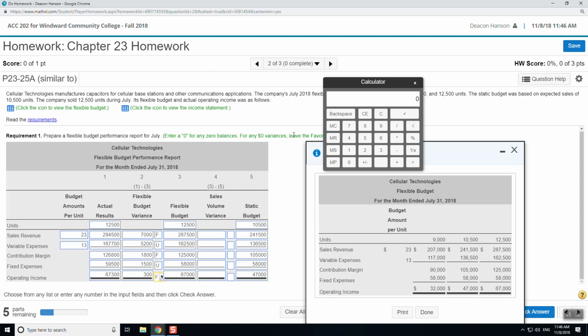Now, when we get over to column 3 and 5, in your mind, you're going to treat the flexible budget column as if it were the actual line, and you're going to be comparing it to the static budget. So we do the same type of math, and it tells you what to do. Subtract column 5 from column 3.